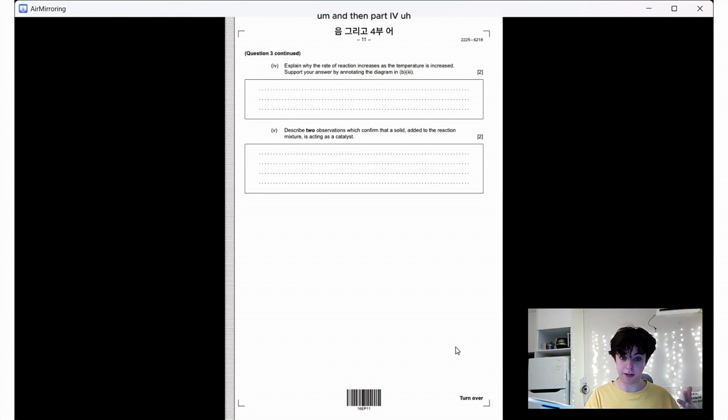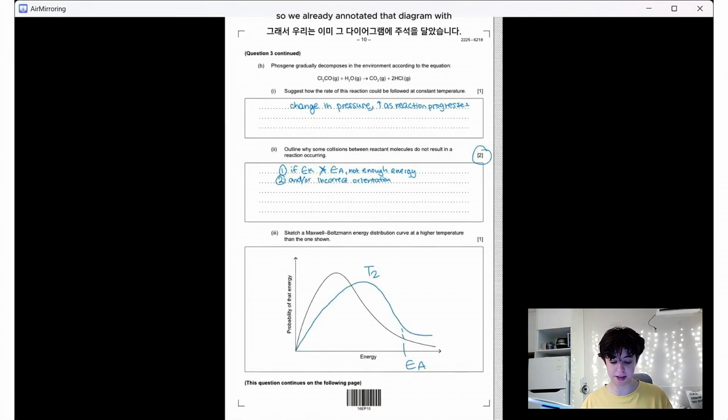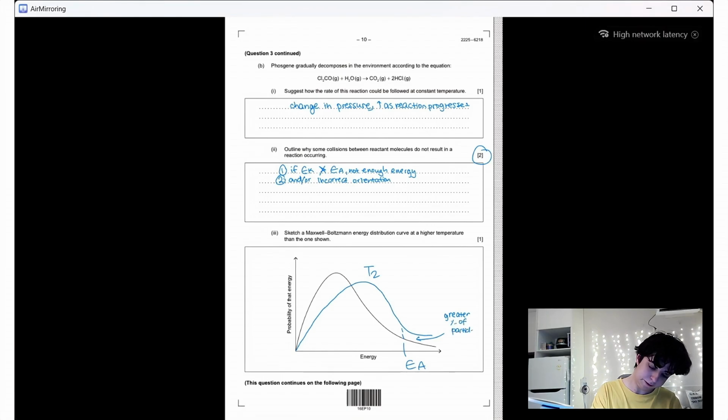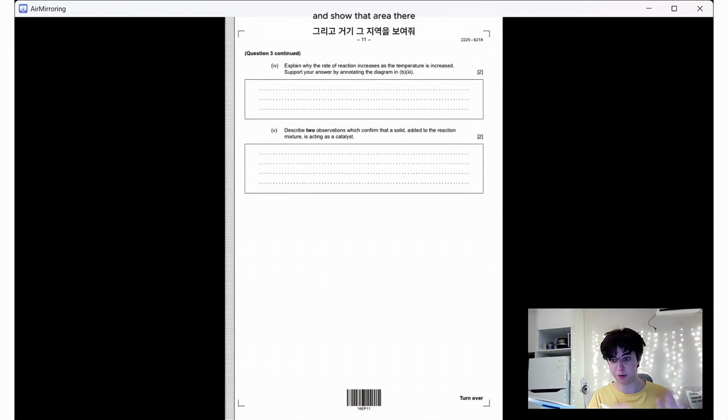And then part 4 does elaborate upon this. This now wants us to explain why the rate of the reaction increases as the temperature increases and to annotate that diagram. We already annotated that diagram with the activation energy, so we're also going to put there: greater percentage of particles with the EK greater than the EA. We're going to put that there and show that area there.